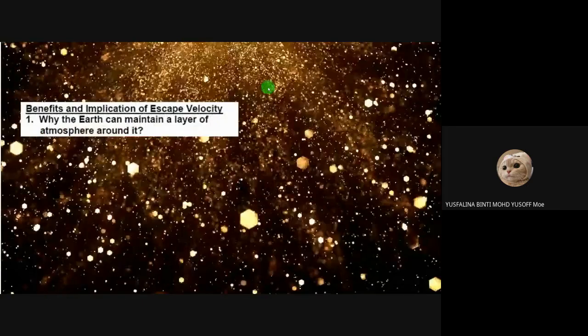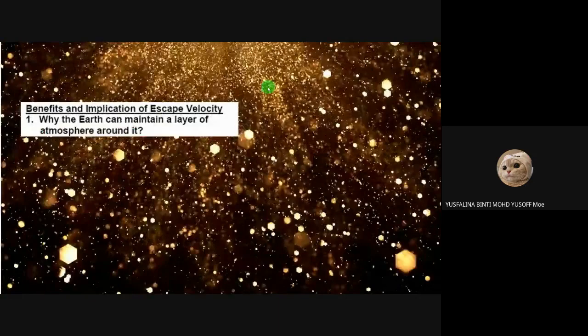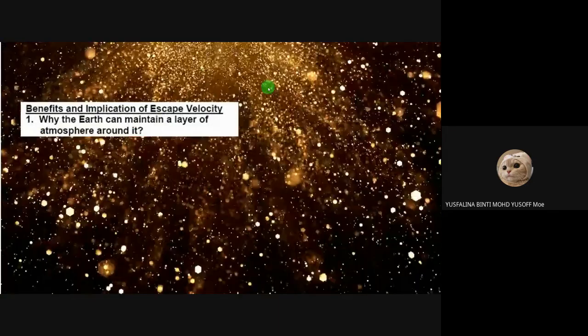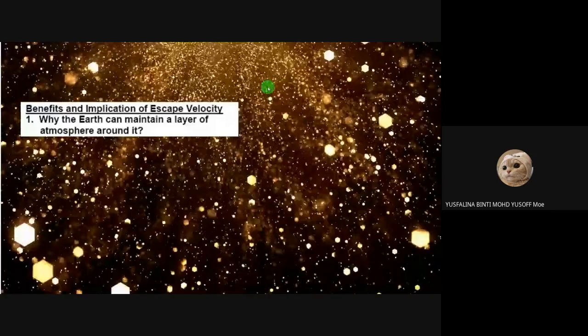Now the benefits and implications of escape velocity. Why can the earth maintain a layer of atmosphere around it? Because of the high escape velocity of the earth, which is 11,200.